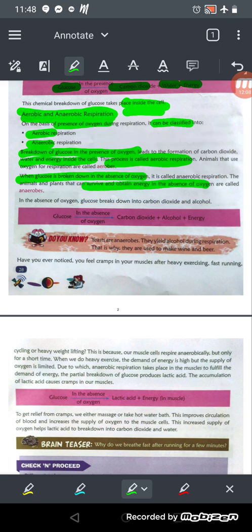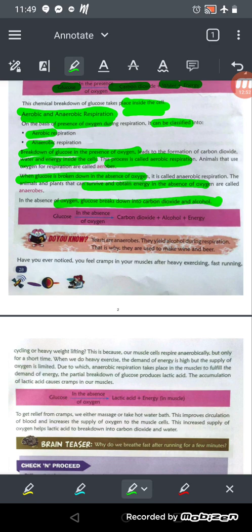Okay, so clear? Aerobic means the breakdown of glucose in the presence of oxygen, and the animals which do aerobic respiration are called aerobes. Anaerobic respiration is when glucose is broken down in the absence of oxygen, where there is no involvement of oxygen. So the animals or plants that respire without oxygen are called anaerobes. Here, in the absence of oxygen, glucose is broken down into carbon dioxide and alcohol. In the next class you will learn about this thoroughly.